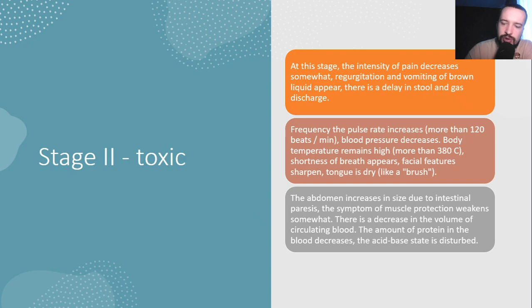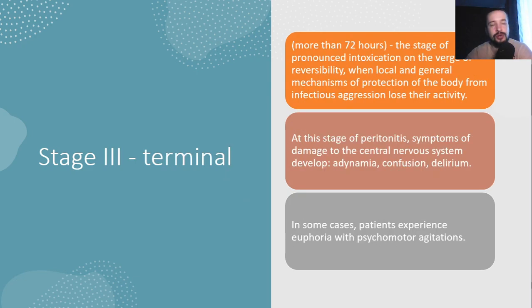The acid-base state is disturbed. The third one is the terminal stage, more than 72 hours, the stage of pronounced intoxication on the verge of irreversibility, when local and general mechanisms of protection of the body from infectious aggression lose their activity. At this stage of peritonitis, symptoms of damage to the central nervous system develop: adynamia, confusion, and delirium. In some cases, patients experience euphoria with psychomotor agitation.